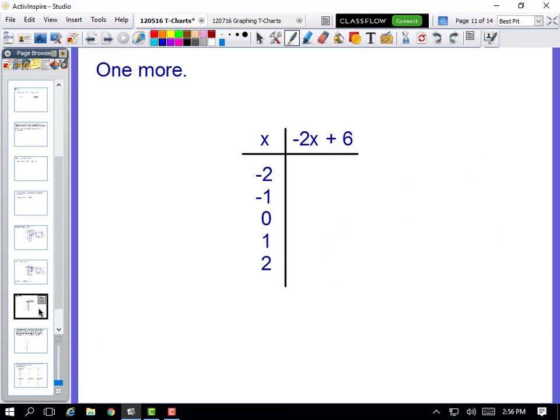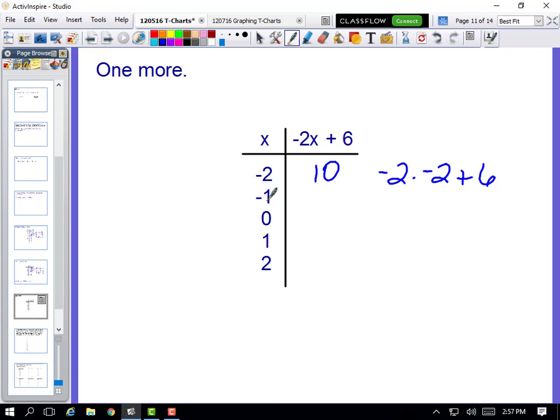So here we have one that is negative 2x plus 6. So again, if x is negative 2, then negative 2x plus 6 is what? Well, we take the first x value and plug it in. Negative 2 times negative 2 plus 6. Well, negative 2 and negative 2 actually make positive 4. Positive 4 and 6 make 10.